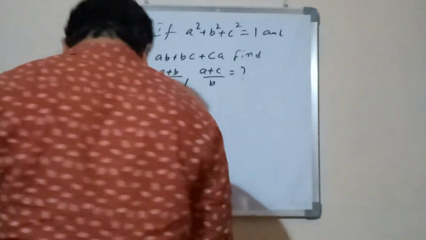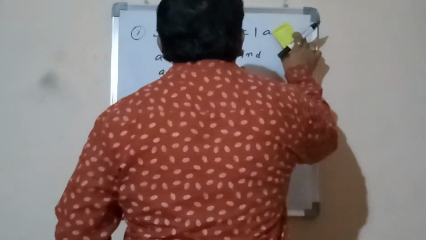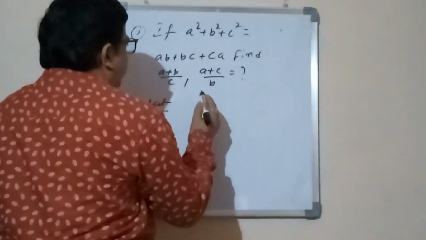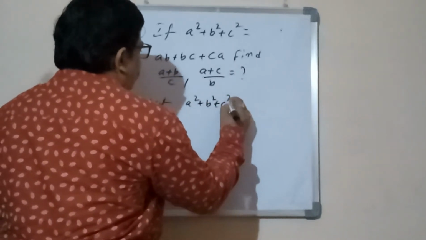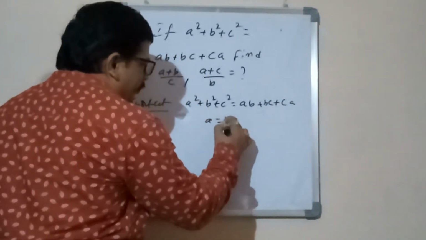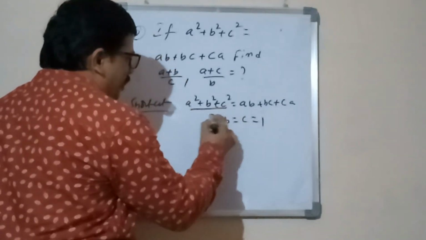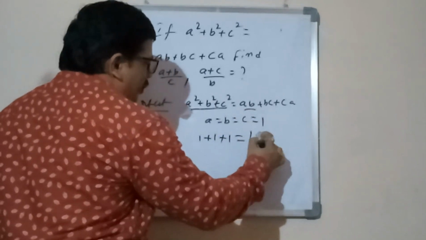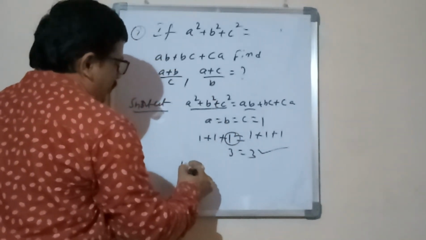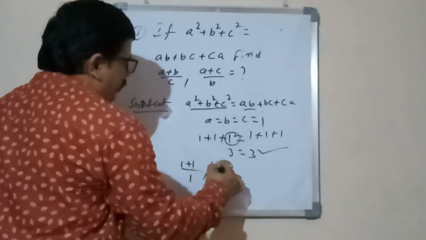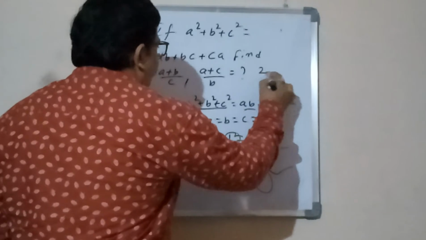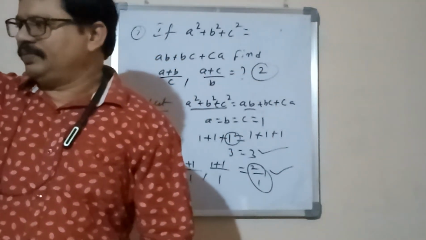Here you see, check that it is correct. First take the condition: a square plus b square plus c square equals ab plus bc plus ca. Think a equals b equals c equals 1. In this place substitute the values: 1 1 1, here also 1 1 1, total 3 equals 3, satisfied. Substituting this value here, 1 plus 1 by 1, again 1 plus 1 by 1. Finally that means 2 by 1. The answer is 2. That is easy. Just look at the process.